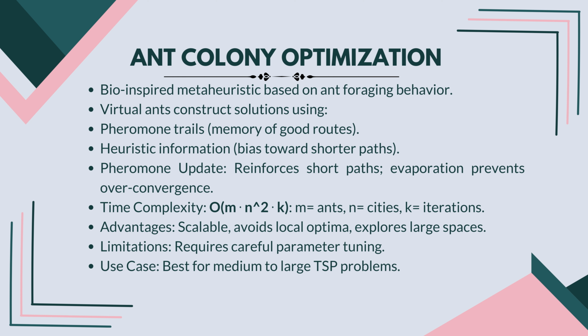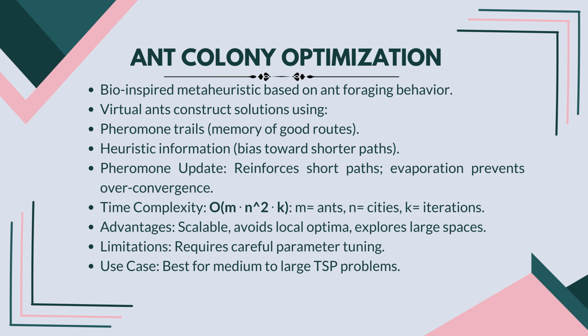In the context of the traveling salesman problem, virtual ants are used to simulate this behavior. Each ant starts at a random city and constructs a complete tour by visiting all cities exactly once. The decision making process of the ants involves two factors. The first one being the pheromone levels. Paths with higher pheromone levels are more attractive to ants. This reflects the collective memory of the colony, guiding ants towards promising routes.